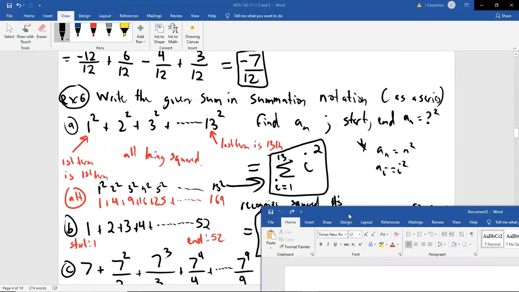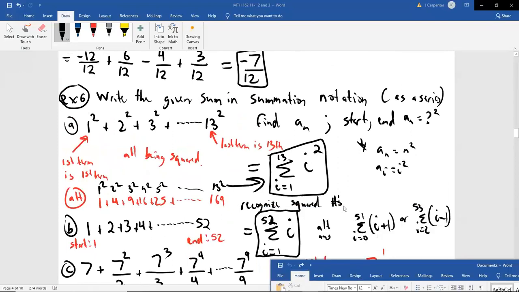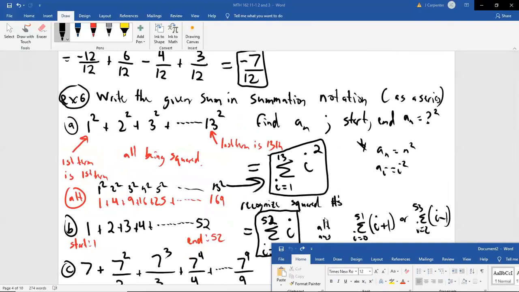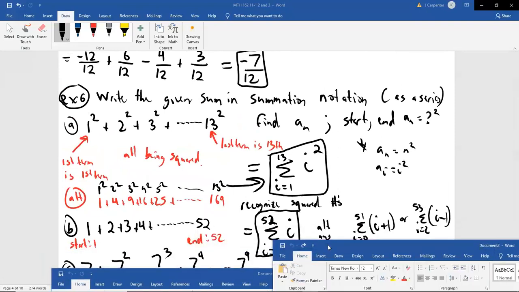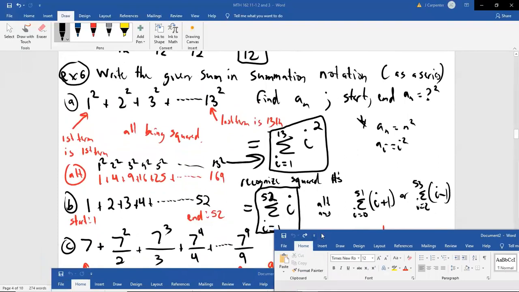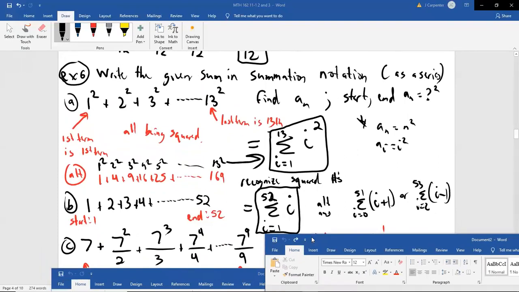All right, C. Getting into a little crazier. 7 plus 7 squared over 2, plus 7 cubed over 3, plus 7 to the 4th over 4, plus 7 to the 5th over 5, plus 7 to the 6th over 6. You get the idea until you get to 7 to the 9th over 9.